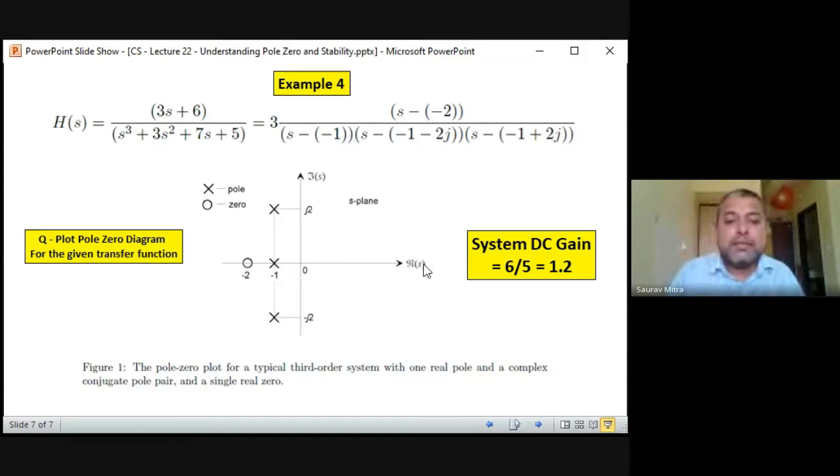And in this system also we can find how much the DC gain is. DC gain is nothing but, if you substitute s equal to 0, you will find this is 6 by 5. So the DC gain of the system is equal to 1.2.